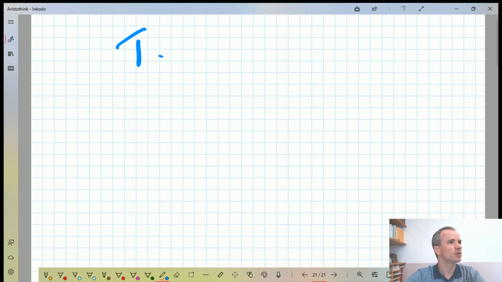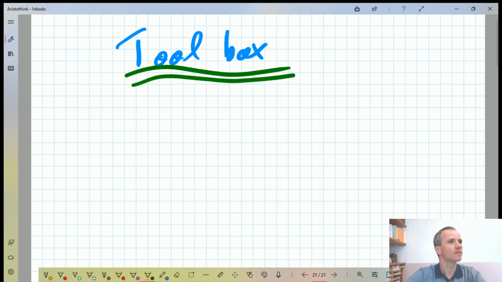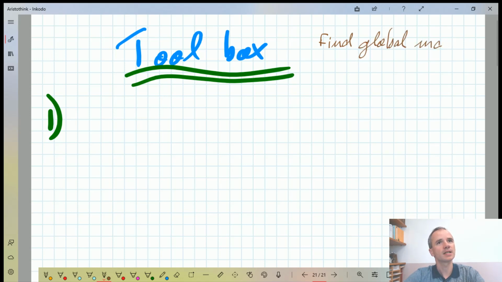So that is going to be our toolbox. That is what you need to know. Okay? Now, the first thing you need to know is this. The question, as I told you, is going to be like this: find global maxima and minima of f of x. Okay, so that is going to be the problem we're going to solve, and the first thing we need to do is going to be this.